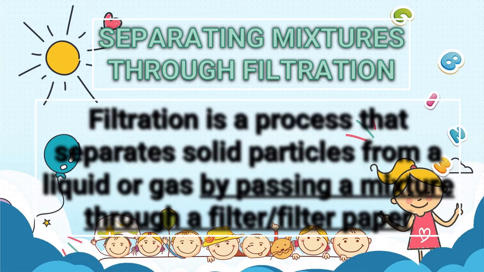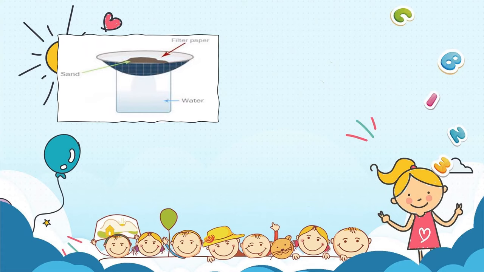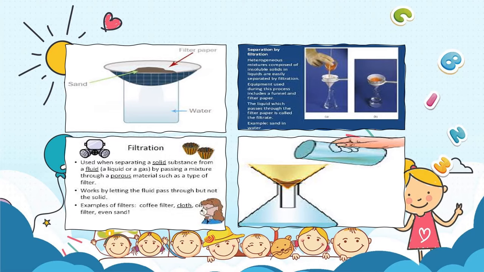Separating mixtures through filtration. Filtration is a process that separates solid particles from a liquid or gas by passing a mixture through a filter or filter paper. Here are some examples of separating mixture through filtration.